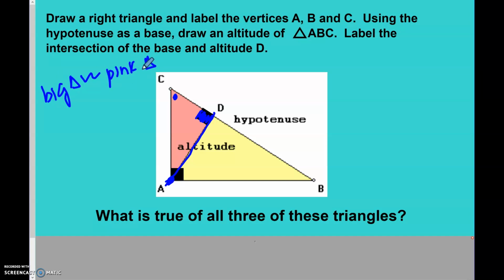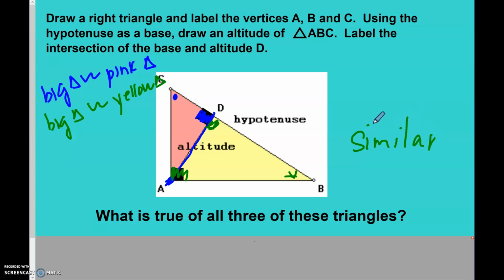Okay, now we're going to do the same thing for the yellow triangle. The yellow triangle has angle B and a right angle. The big black one has a right angle and angle B. So can we say that the big triangle is similar to the yellow triangle? Well, if the big one is similar to the pink one and the big one is similar to the yellow, aren't all 3 of them similar? Okay, they are all similar triangles.